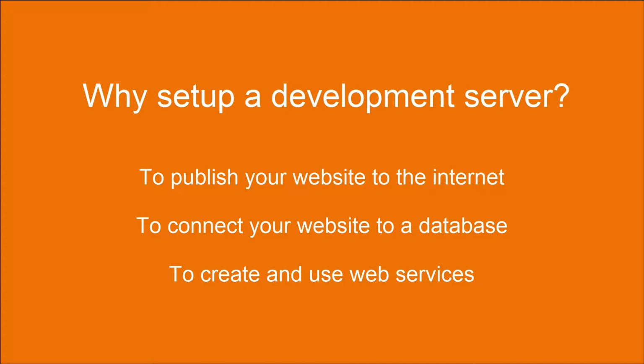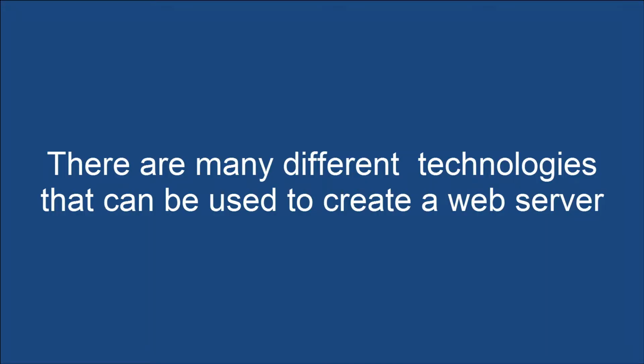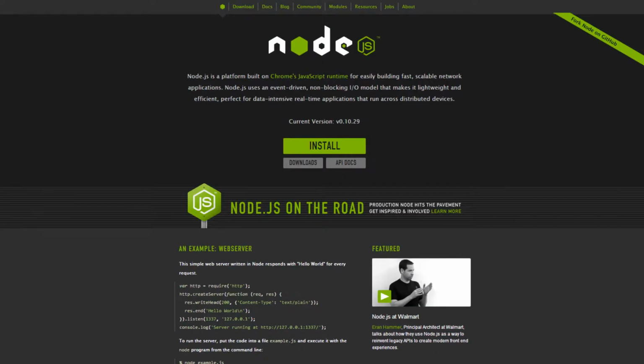Now there are various ways in which we can set up a web server, and there exists a plethora of different technologies that we can use to do this. Most of these use a programming language such as PHP, ASP, or Java. Now, since we're going to be focusing on front-end web development technologies, that means we're going to be learning JavaScript. And the good news is there exists a tool called Node.js that also uses JavaScript, and we can use this to create a web server. Hence, it's a technology that we can use that integrates nicely with our development flow.